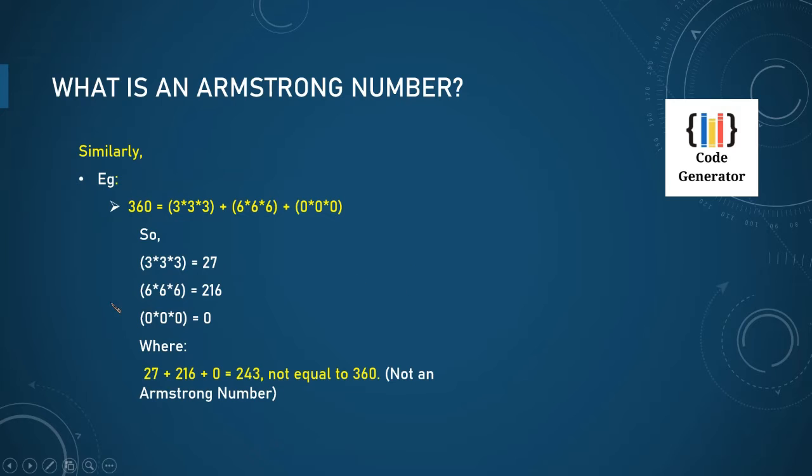Next, if we take a number 360, the individual digits are 3, 6 and 0. So the cube of 3 is 27, the cube of 6 is 216 and the cube of 0 is 0. When we add all the cubes, we find that the sum is equal to 243, which is not equal to 360. Thus, 360 is not an Armstrong number.